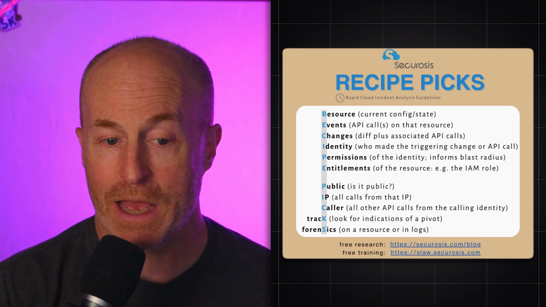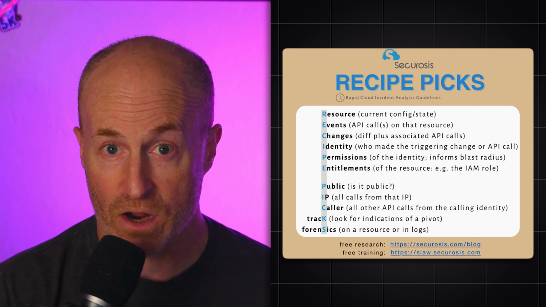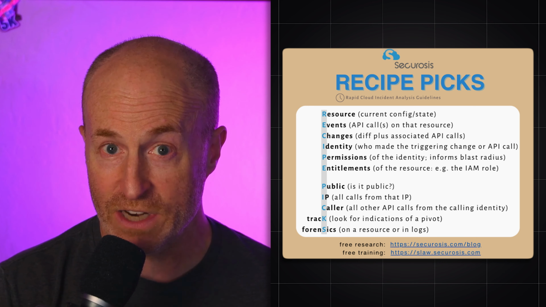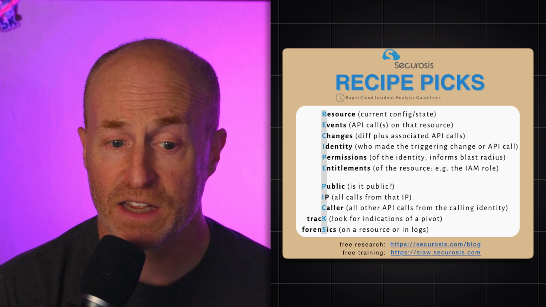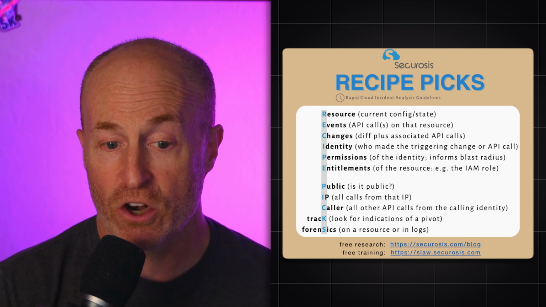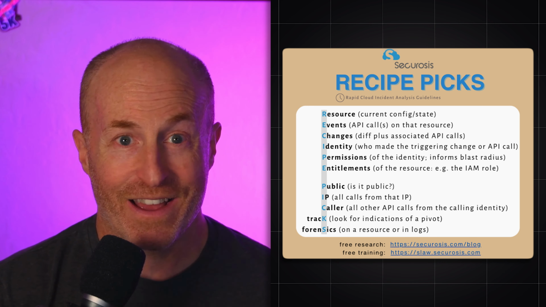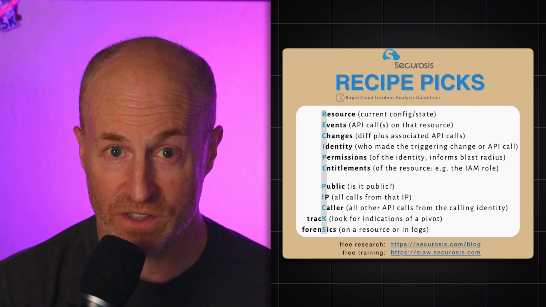I'm going to figure out stuff public very quickly. That matters or doesn't matter. What other API calls came from that IP address? That's going to help me figure out, was it a compromised user? Was it exposed credentials or some mix between them? Not always informative, but frequently it is. What other API calls? What other things that identity tried to do? And then I'm going to look for any indications of a pivot. After all of that's done, then I'll dig into the network logs, then I'll go into my instance forensics. And that is recipe picks.